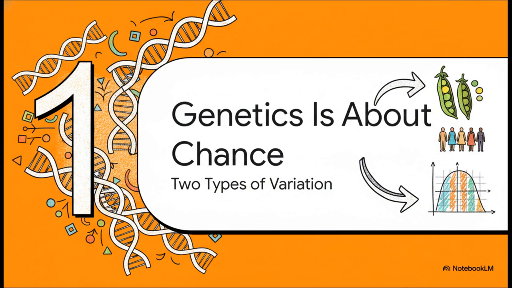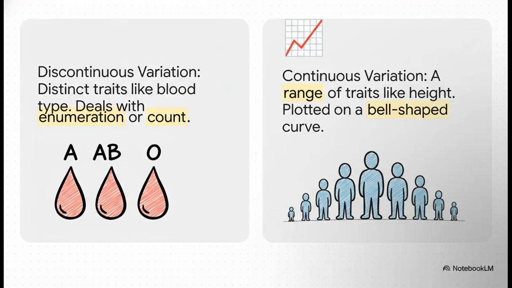Okay, first things first. At its core, genetics is all about variation. You know, the differences we see all around us between any two living things. But it turns out, this variation comes in two main flavors. So on one side, you have what's called discontinuous variation. These are the either-or traits. A perfect example is blood type. You're either A, B, AB, or O.